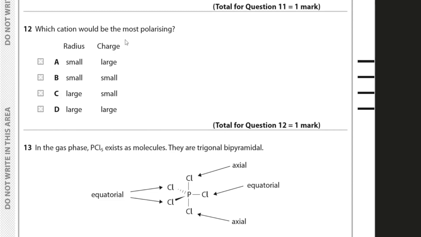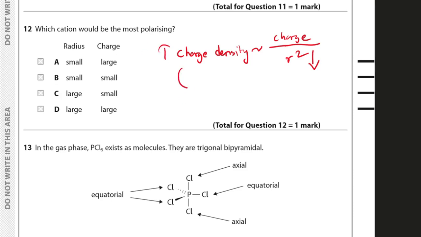Moving on, which cation will be the most polarizing? So you have the radius provided and you have the charge provided. Now according to Fajan's rule, what do we know? There's a formula that charge density is approximately equal to charge divided by r squared. So if the radius decreases, the charge density increases, which eventually leads to an increasing polarizing power of cations. So eventually we can say that C and D are cut considering the radius is large.